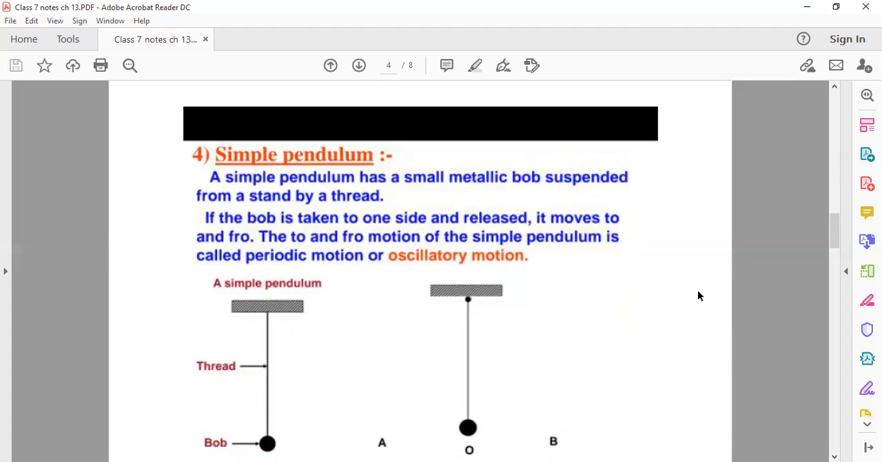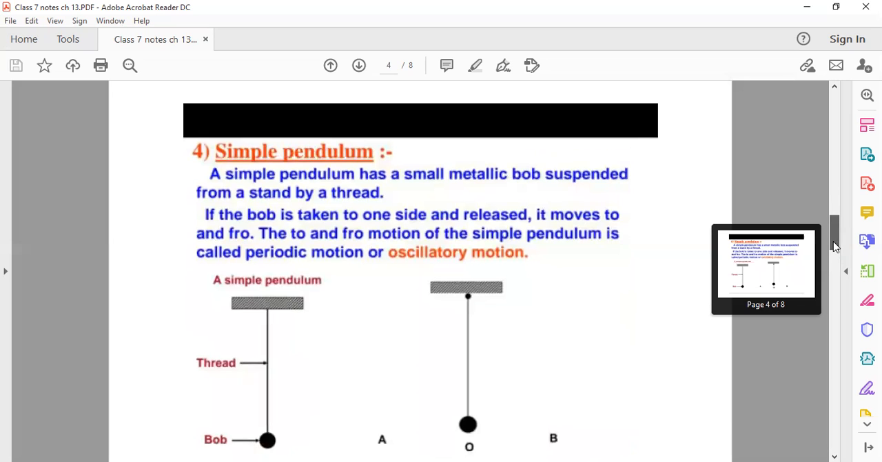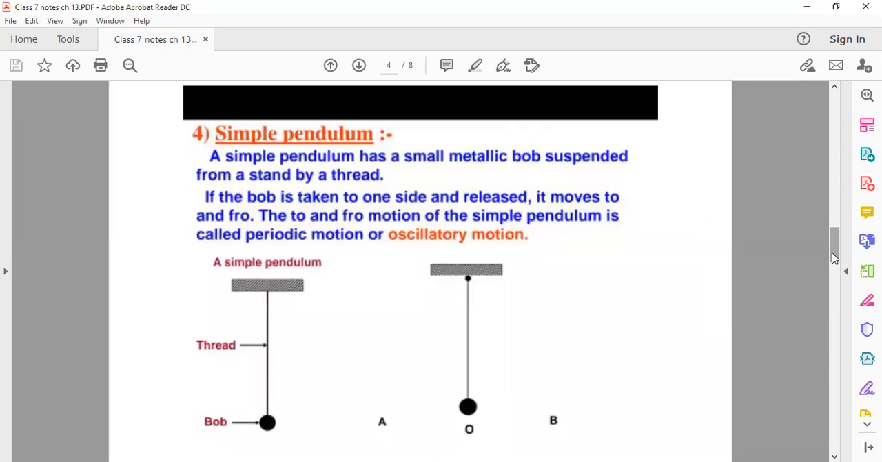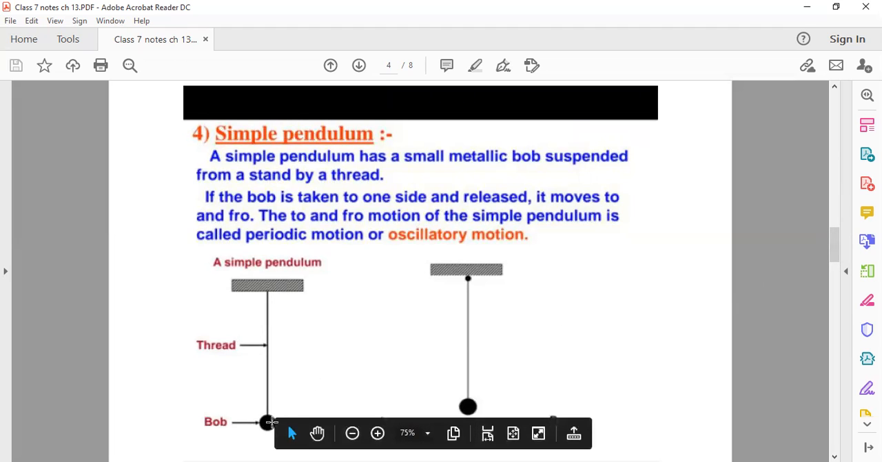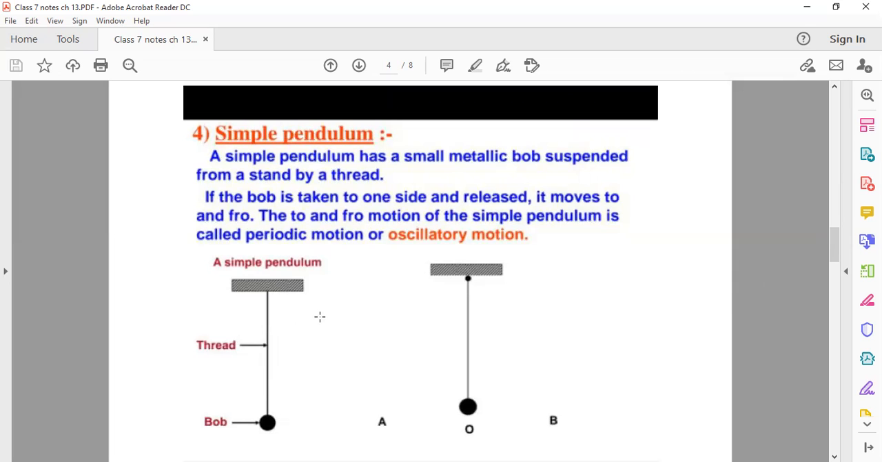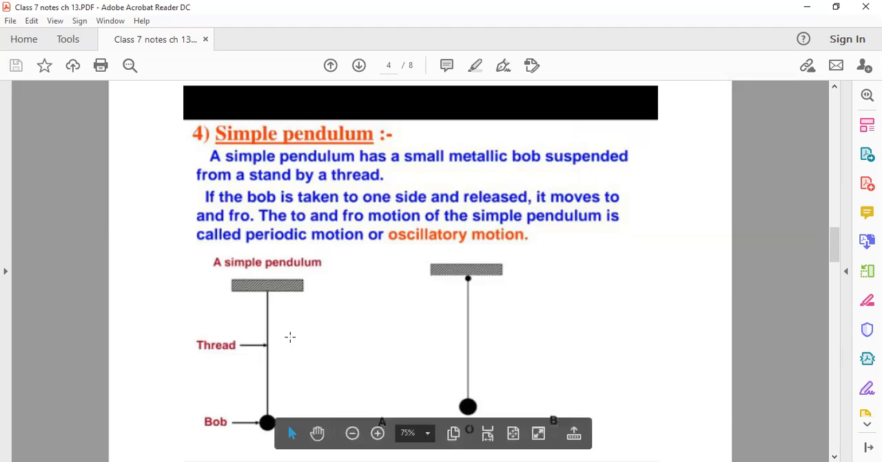Next comes the concept of a simple pendulum. So you should know what a simple pendulum is. A simple pendulum has a small metallic bob suspended from a stand by a thread. You can see in the diagram, it's a simple bob which is tied with a thread, and it is suspended from a rigid support. If the bob is taken to one side and released, this is a simple pendulum.